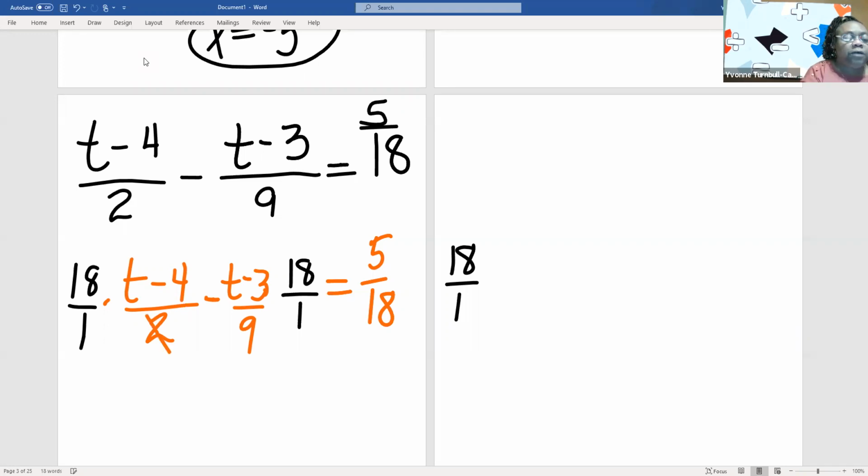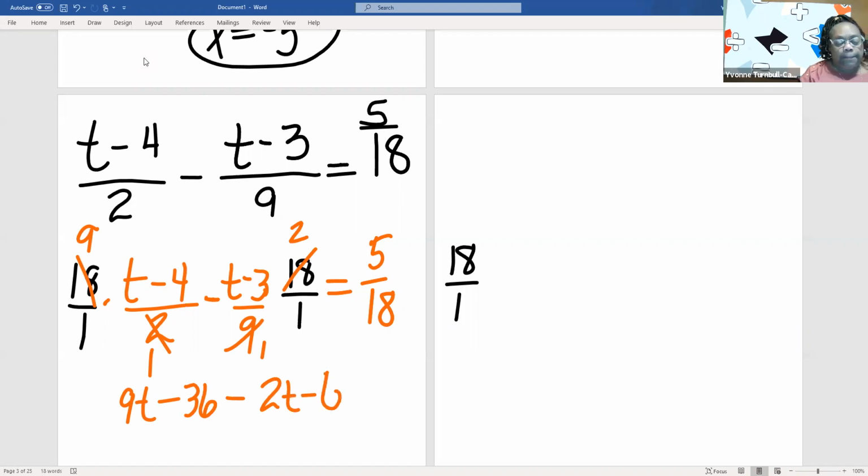So 2 goes into 18 9 times. So 9 times t is 9t, 9 times 4 is a negative 36. 9 goes into 18 twice. Minus 2t, 6. 18 goes into 18 once, and I'm left with a 5.